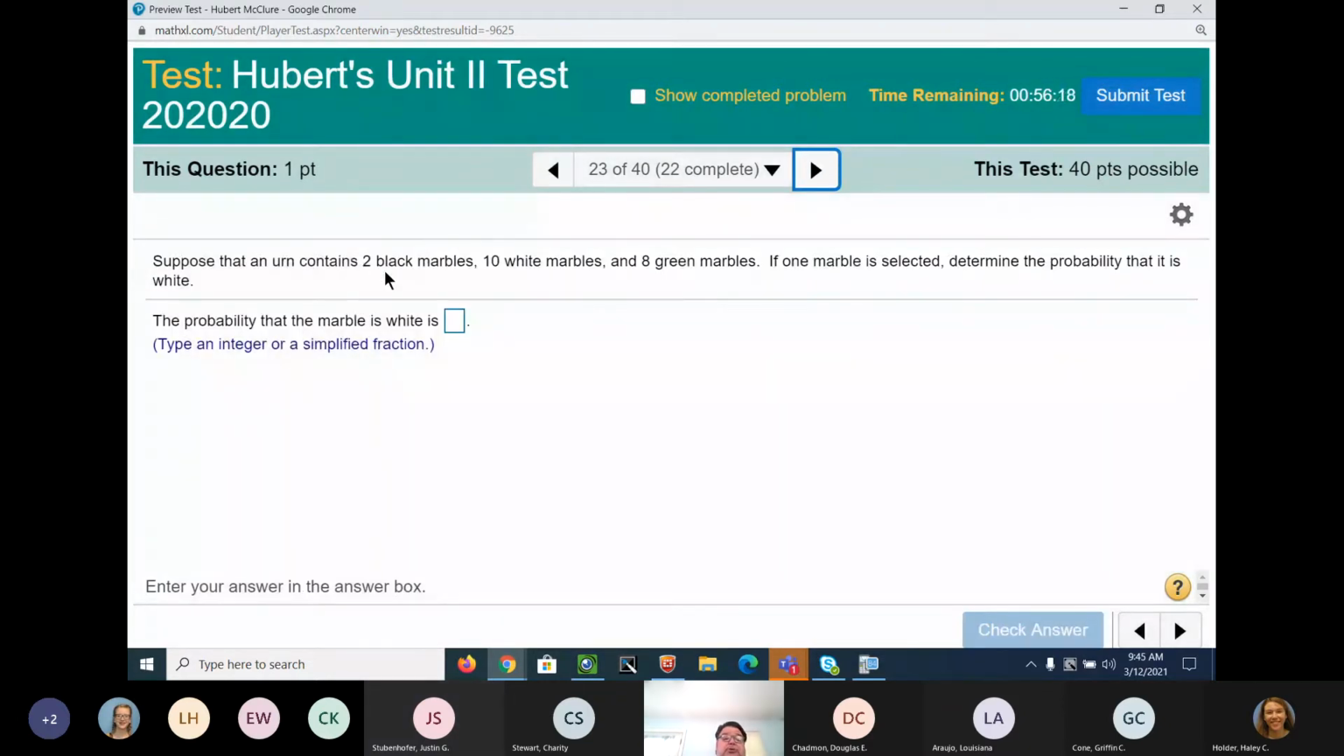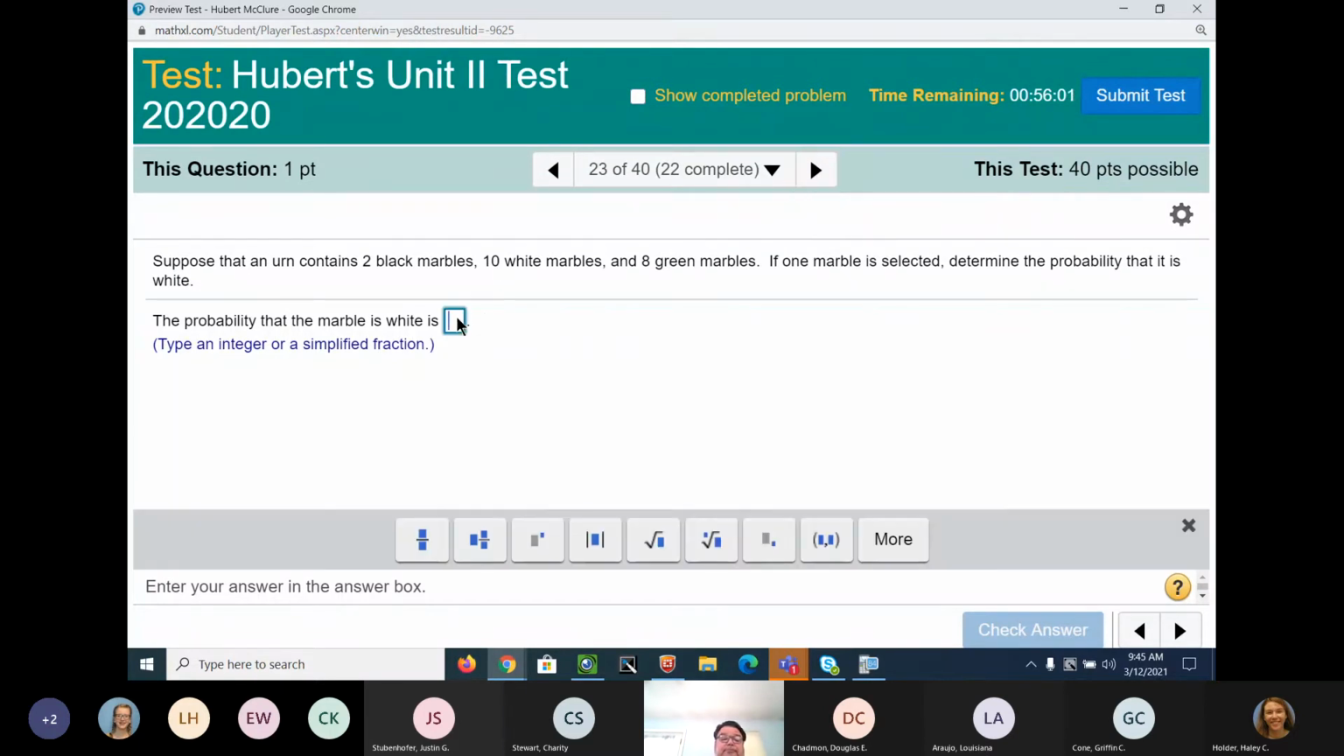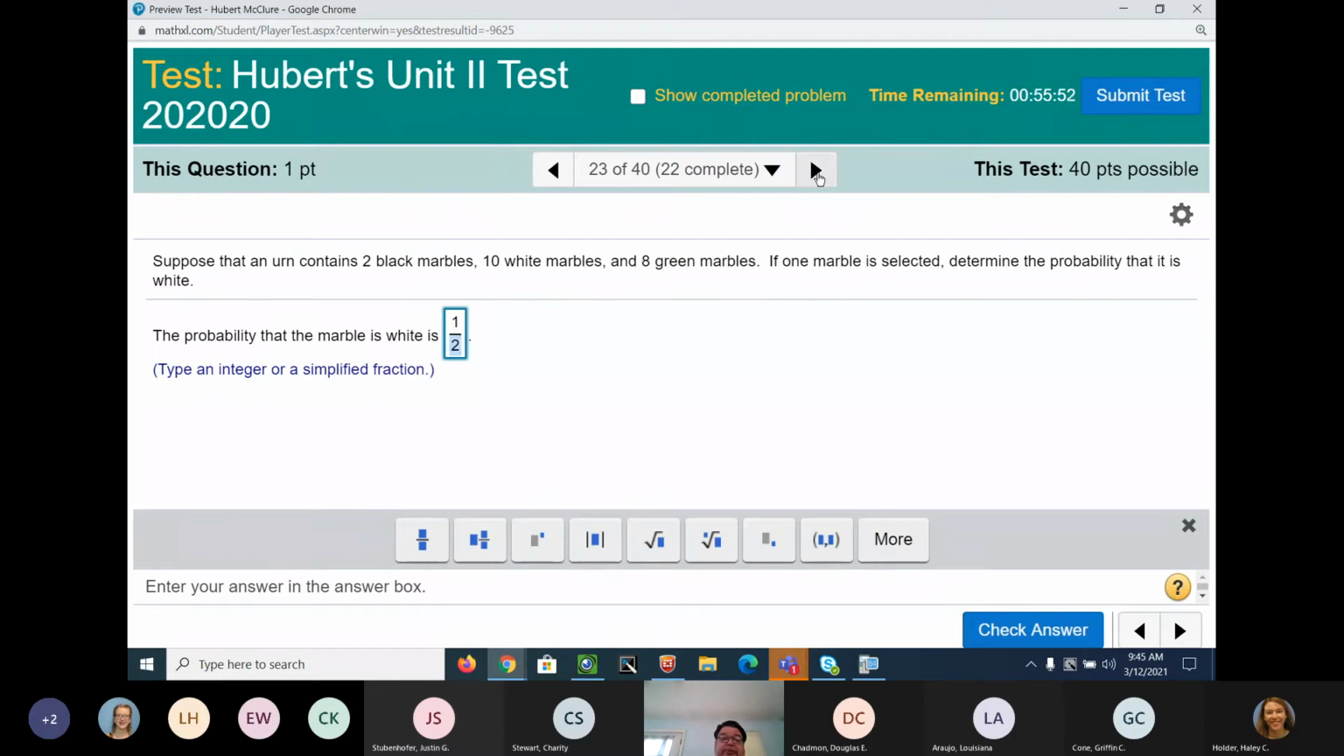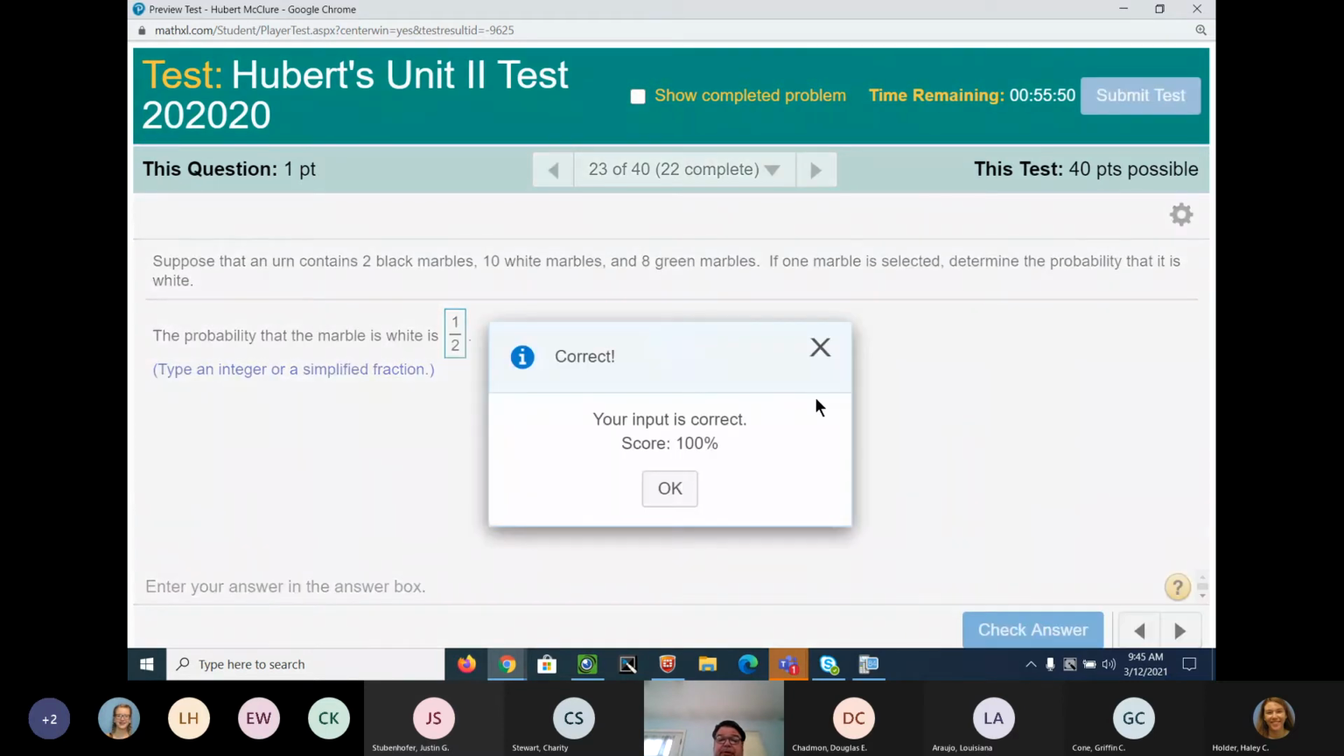Suppose that an urn contains, oh my gosh, look at this, marbles. 2 black marbles, 2 white marbles, and 8 green marbles. If one marble is selected, determine the probability that it is white. And what would that be? 2 over what? 12, which is 1/6. Maybe I need to take that one off the test. That's just too easy.